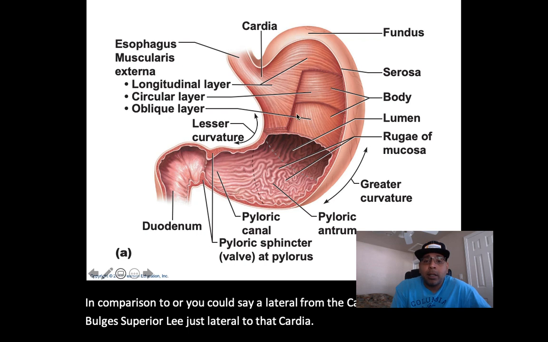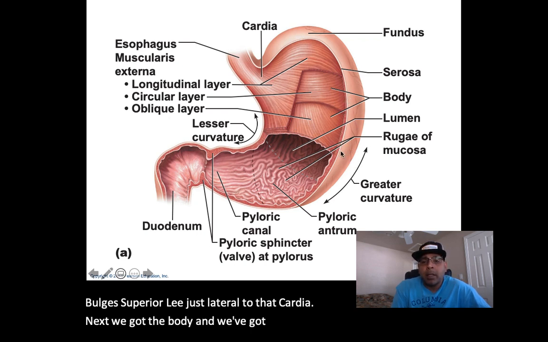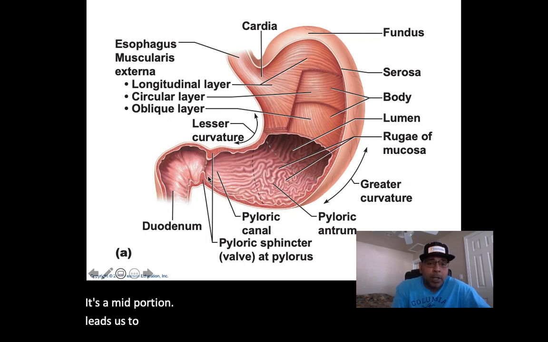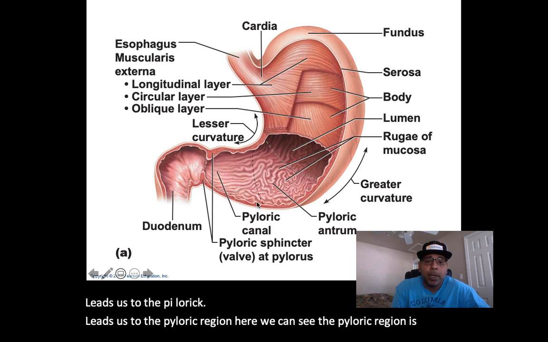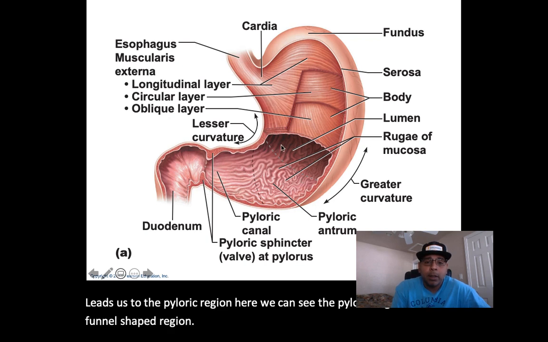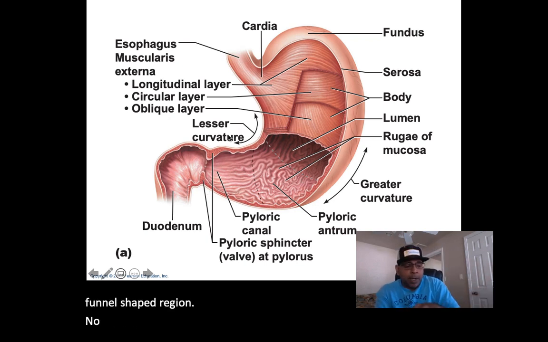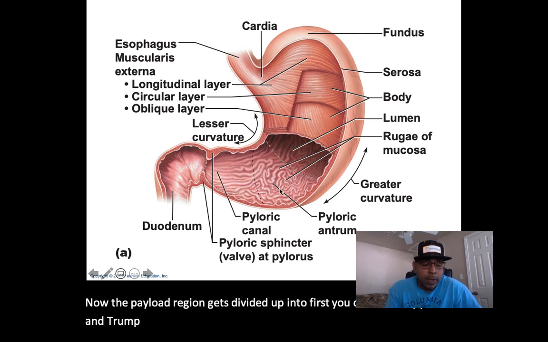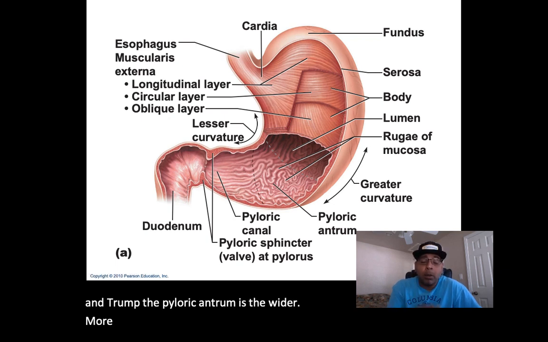Next up, we've got the body. The body is basically the mid portion. It leads us to the pyloric region. Here we can see the pyloric region, which is this funnel-shaped region. The pyloric region gets divided up into, first, the pyloric antrum. The pyloric antrum is the wider, more superior division of this pyloric region.